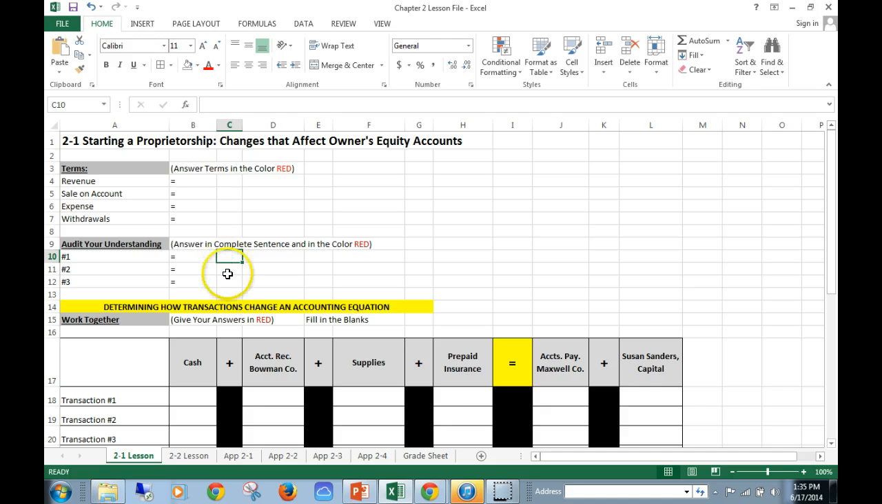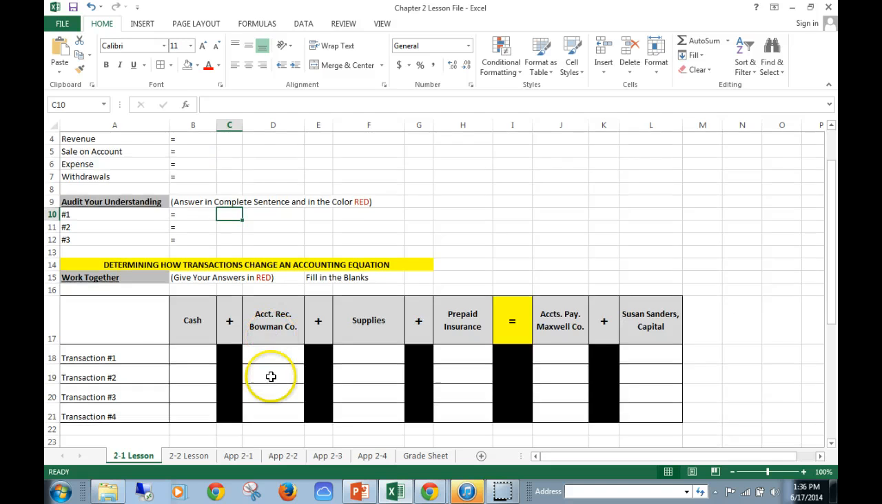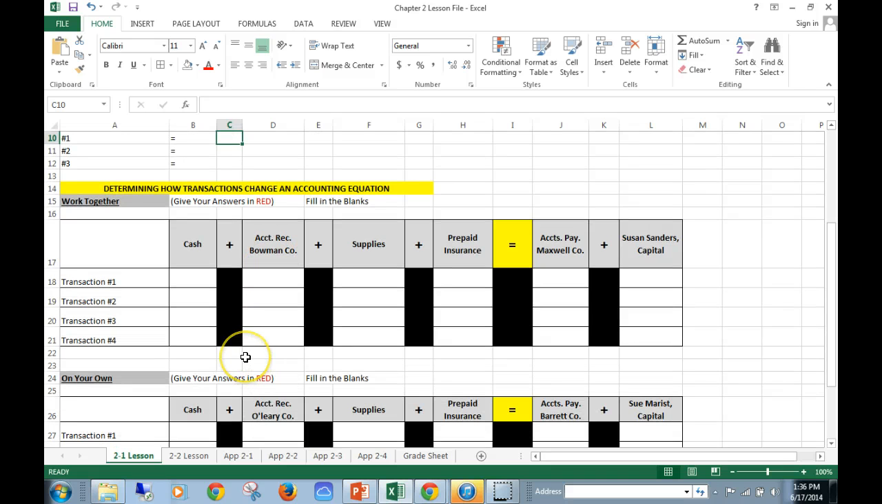The work together on page 29, which is what you see here, I'm going to walk you through. The instructions say write the answers to the following problem in the working papers. This is what the working papers are. Place a plus in the appropriate column if the account is increased. Place a minus in the appropriate column if the account is decreased.